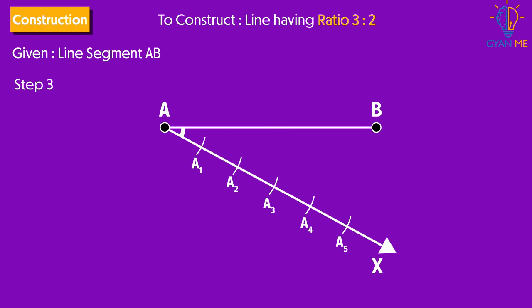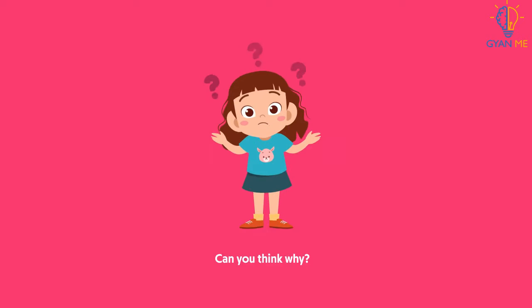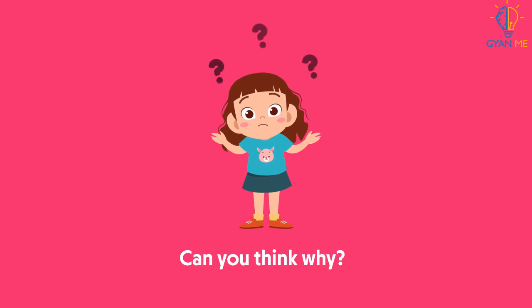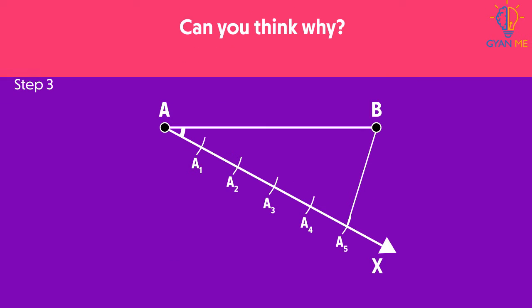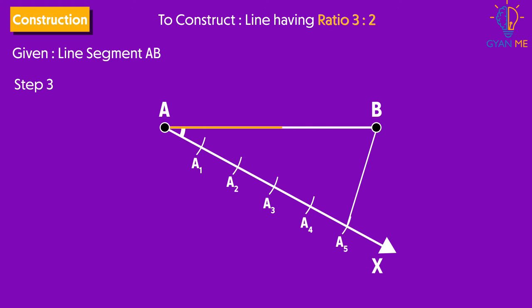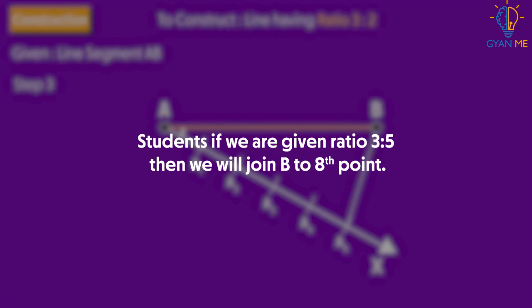Step 3. Join the point B of the line segment AB to A5 on ray AX. Can you think why? Again, the reason is the same. Since we have to divide AB in the ratio 3:2, we select the 3 plus 2 is equal to 5th point. Students, if we are given the ratio 3:5, then we will join B to the 8th point.